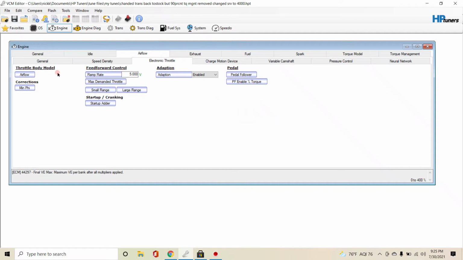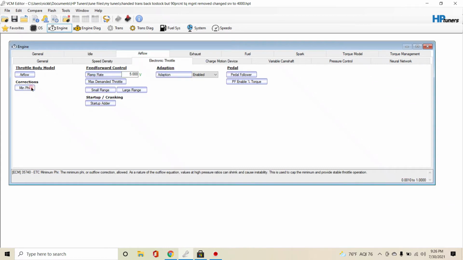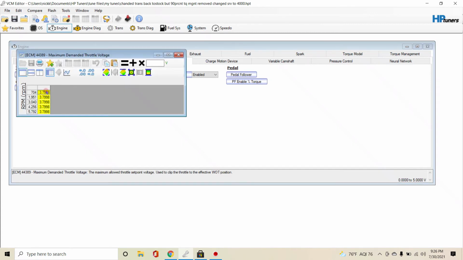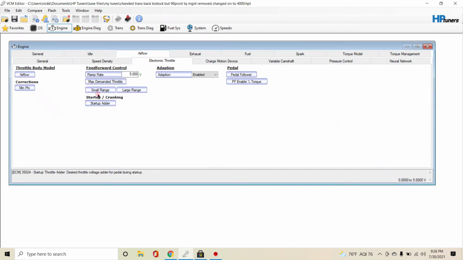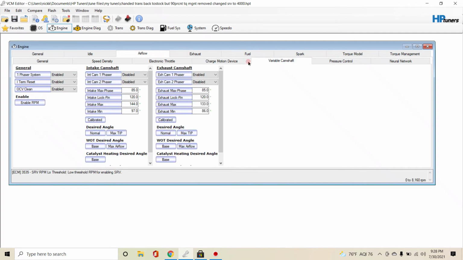And then your electric throttle, this is the airflow versus throttle volts. And then ramp rate, this is pretty much how fast your throttle is going to be coming in. And then max demanded throttle. And then you got small range, big range. Then your adaptation. And then this is what I was talking about, your short runner valve. That's what it's called.